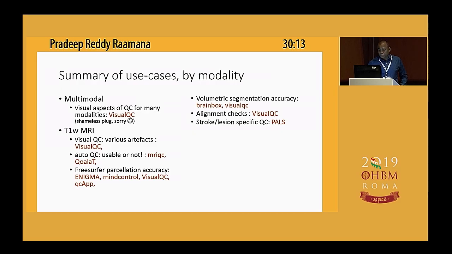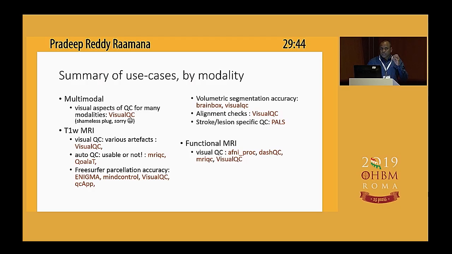QC specific to stroke or lesions, which needs an even more customized version of QC because you're looking into many more issues here. And for functional MRI, for visual QC, for example, there is DashQC, and some scripts from AFNI called AFNI Pros. MRIQC is an excellent tool that does a lot of batch processing as well as image quality metrics and reports.